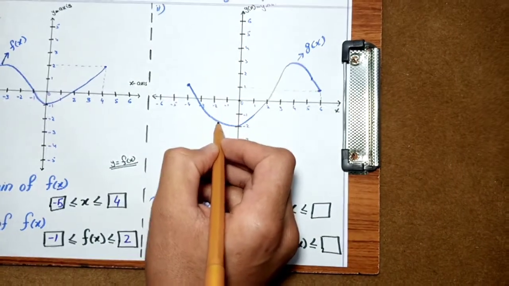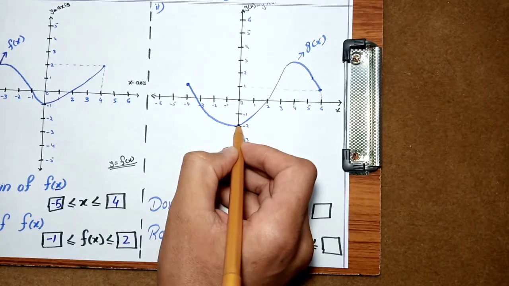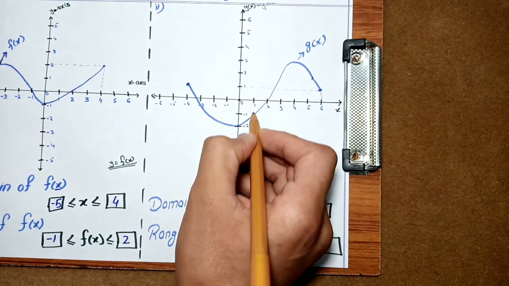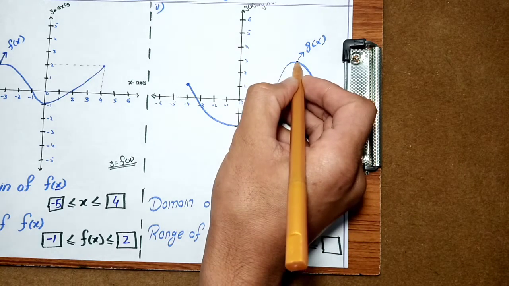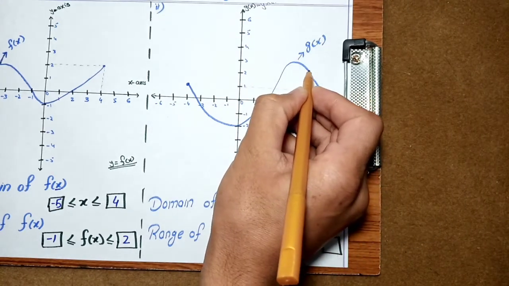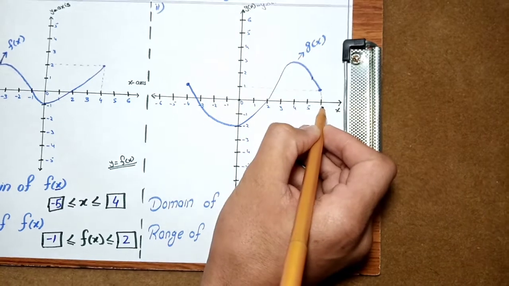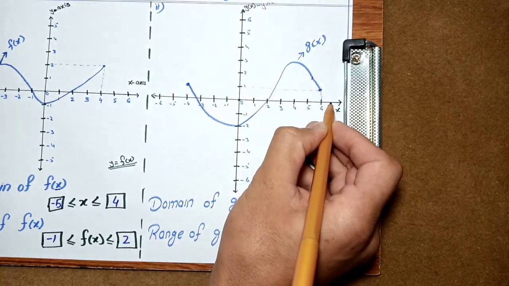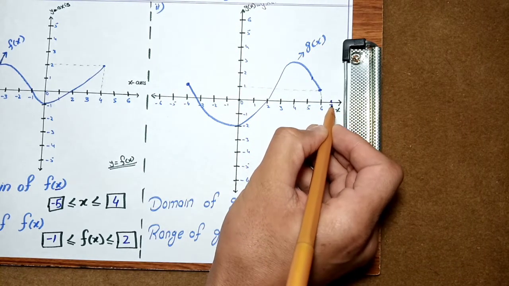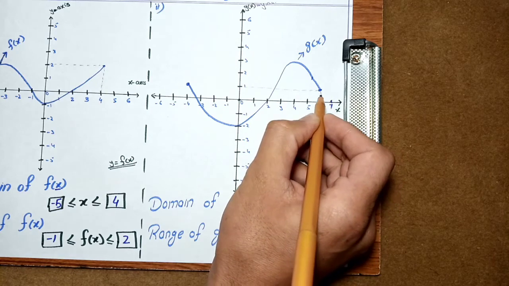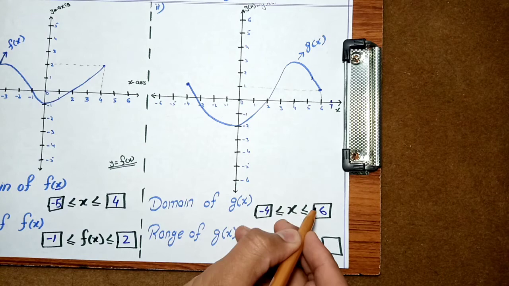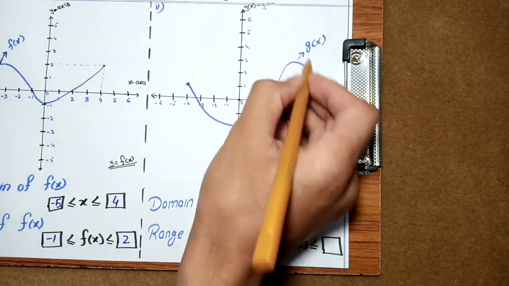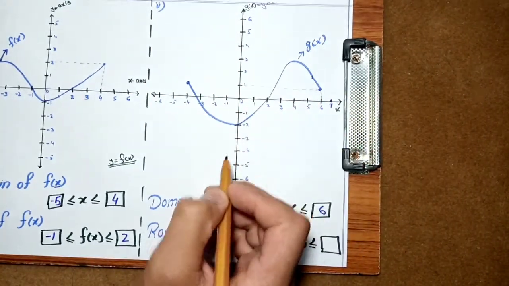At minus 2 it is defined. At 0, g of x is defined. At 1, g of x is defined. At 4, g of x is defined. At 5, g of x is also defined. At 6, g of x is defined, but at 7, g of x is not defined. So it will be 6, because at 6 g of x is defined, right?